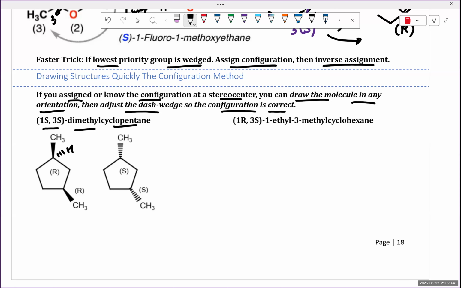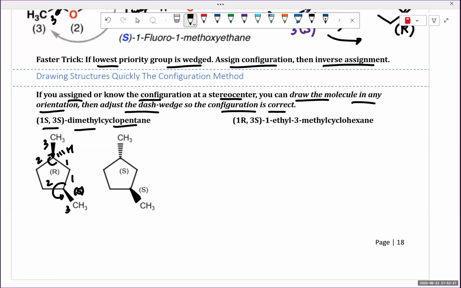And in this case, you see that this leads to assignments of R and S. So in this case, if you draw it double wedge, the first center will be R, the second center will be S. So from here, we only have to change the first stereocenter from a wedge to a dash, while the second stereocenter can stay wedged.